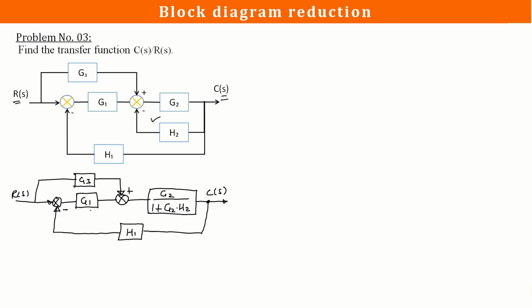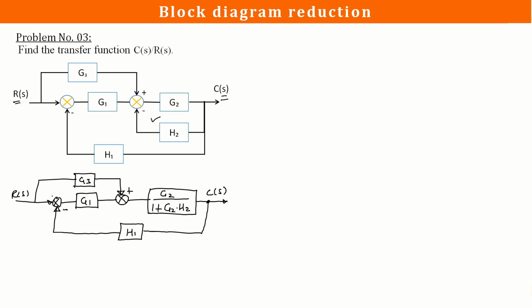Now we have to again see whether we have blocks in series, blocks in parallel or a minor feedback loop. If you see here, we do not have them. So what we need to do is apply other rules to create blocks in series, blocks in parallel and minor feedback loops, so that we can reduce this block diagram further. Whatever we do, we should not create complexity here.